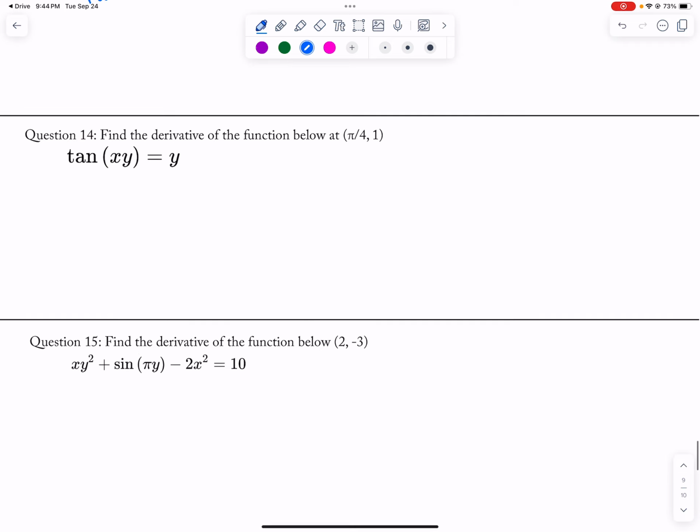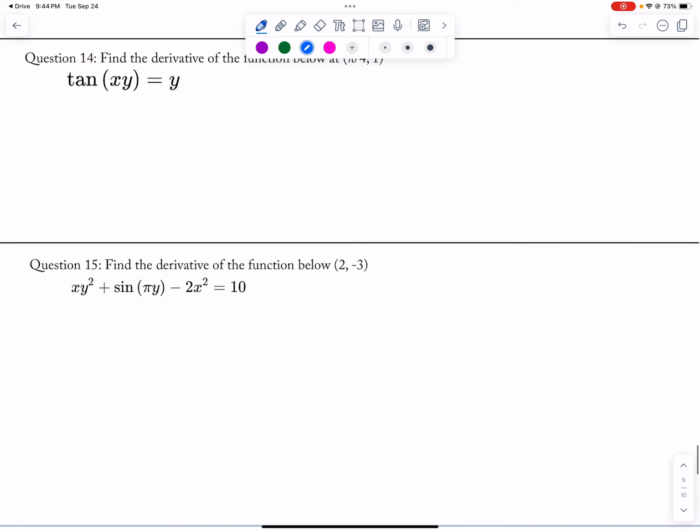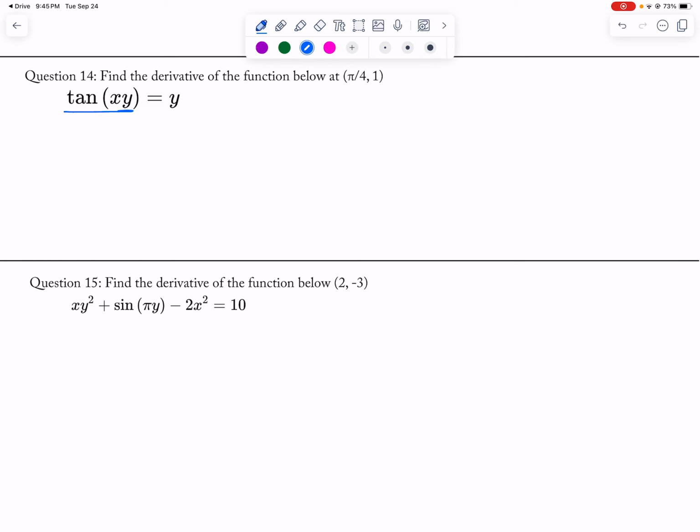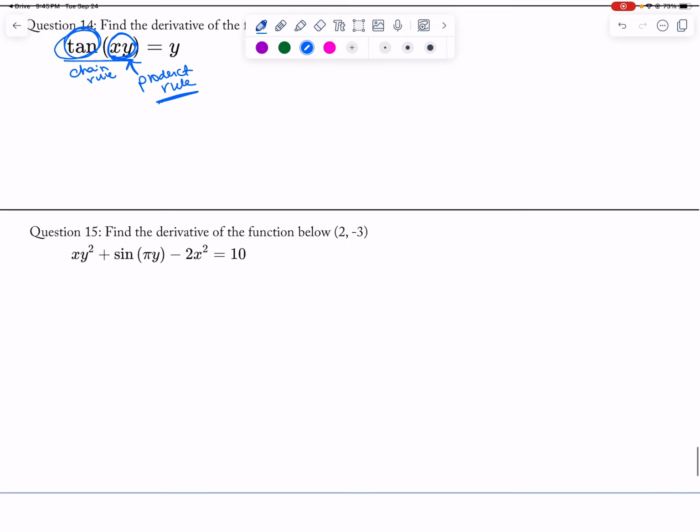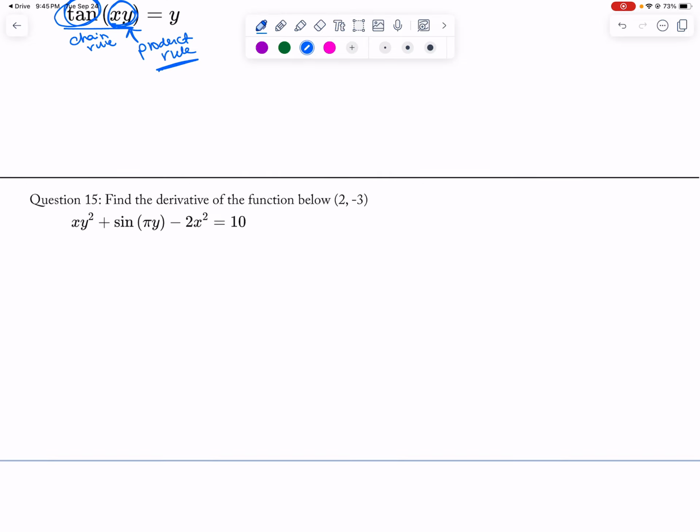Now, I will do this trig one, just so that we know. So again, tangent, this is a chain rule question. Outside is tangent, inside is a product rule. And then when you do the product rule and you take the derivative of y, you have to remember to write dy dx.